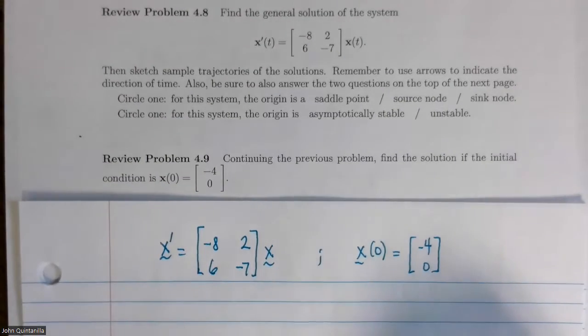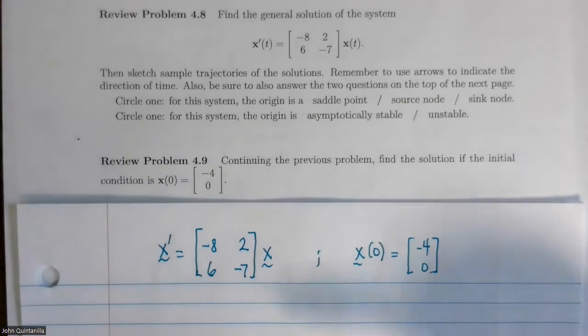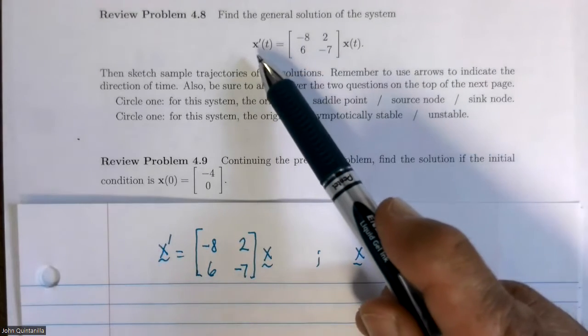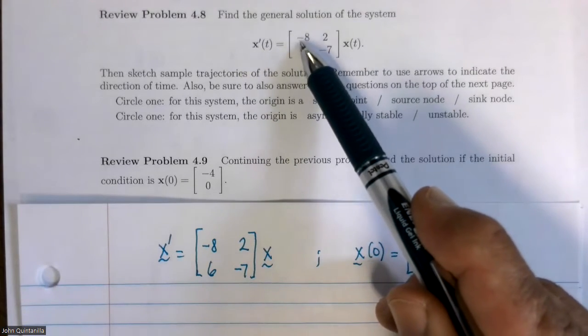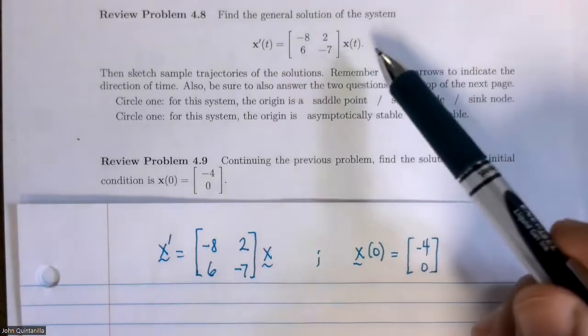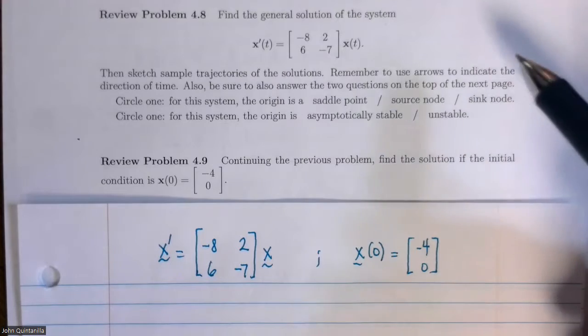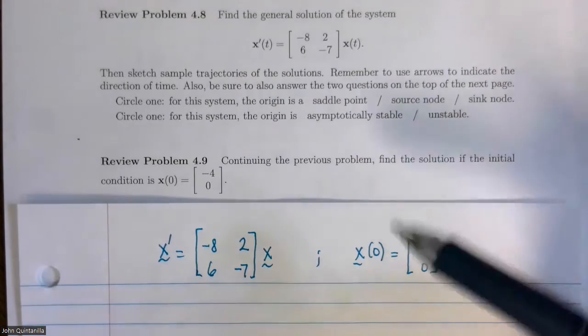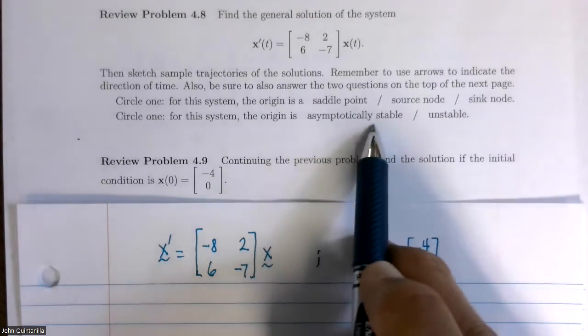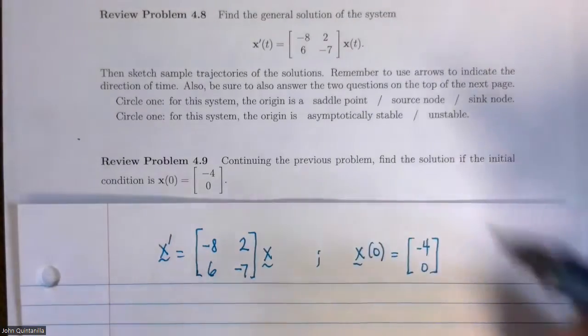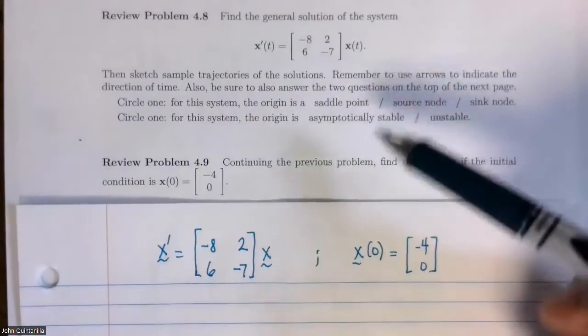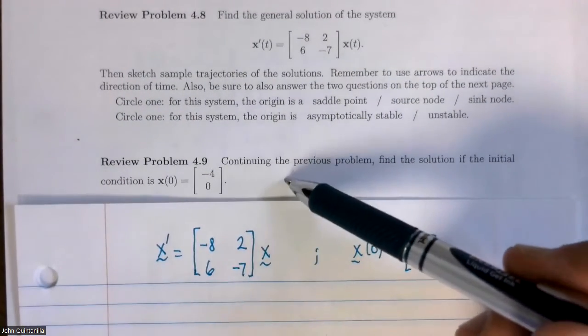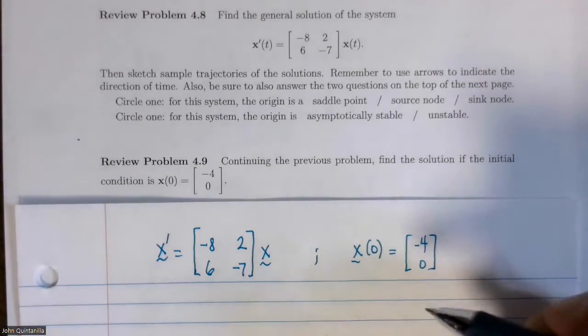In this video, let's talk about the solution of this system of differential equations. X prime, the vector x prime, is equal to this matrix [-8, 2; 6, -7] times the vector x. We're going to determine if the origin is a saddle point, source node, or sink node. We'll also determine if the origin is asymptotically stable or unstable, and draw sample solutions. After figuring out the general solution, we will then use this initial condition to solve an initial value problem.